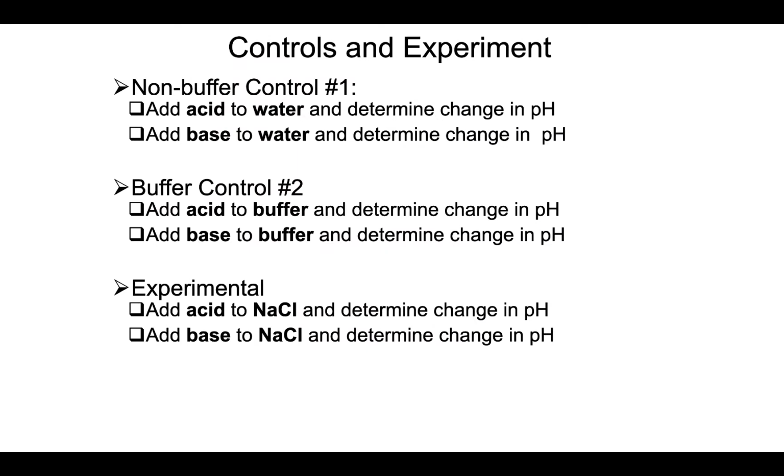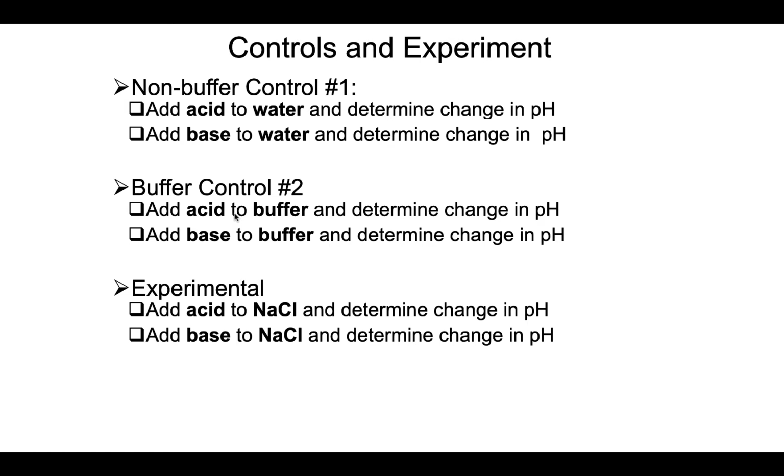So regardless of what your hypothesis is, you're going to be doing three things. Okay? You're going to be adding acid and base to your non-buffer control. That's water. And then you're going to see what the change in pH is when you add the acid and when you add the base. Then you're going to do your other control. Now, your other control is a known buffer.